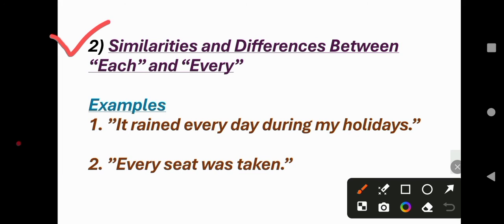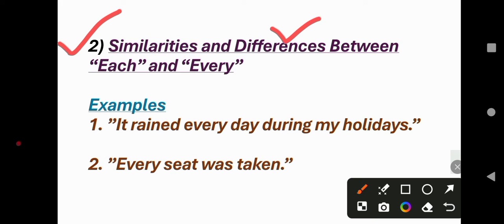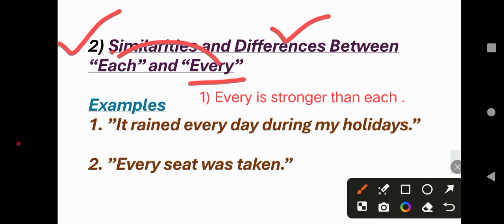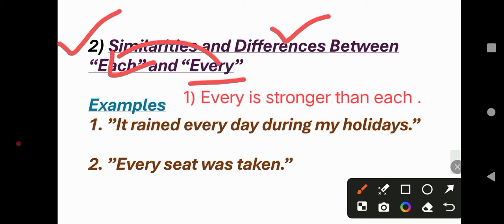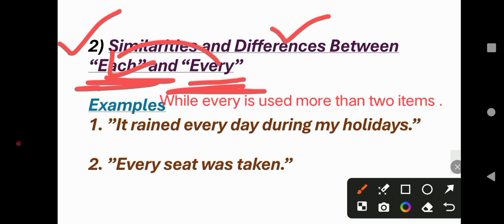Understand? The second point of the correct use of some adjectives is similarities and differences between each and every. There are some similarities: both each and every are used to describe individual items within a group. And both each and every imply that all items in the group are being considered. But there are some key differences. Every is stronger than each. It means each without exception. And each is used for two or more items while every is used for more than two items.